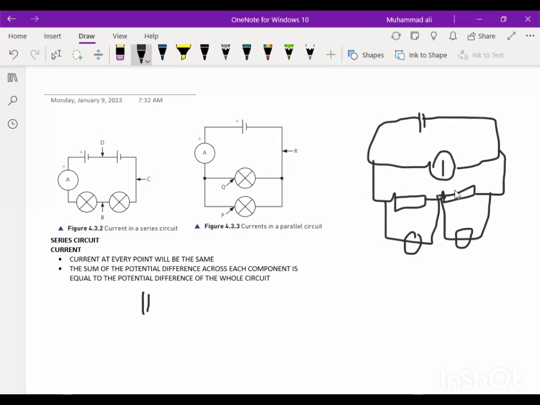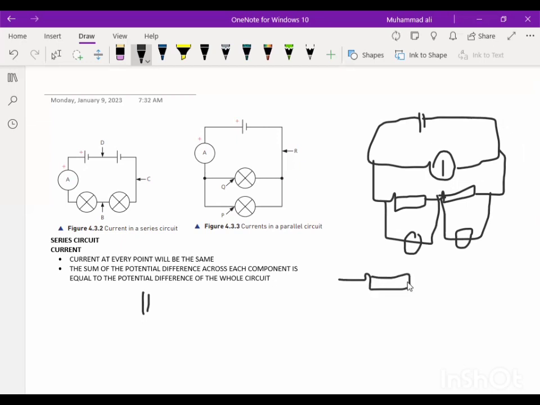Why was it a series circuit? First of all, because there is only one path for current to flow, not considering voltmeters. Voltmeters are not going to hinder the current flow. It's going to flow in one path only. Then the second thing is considering two resistors that are connected in series.